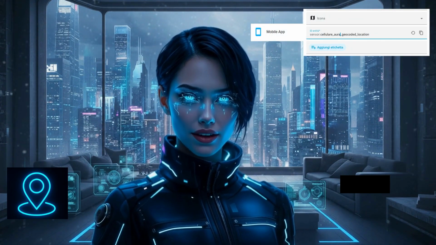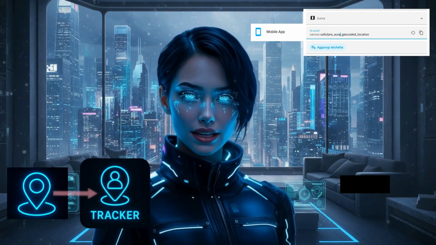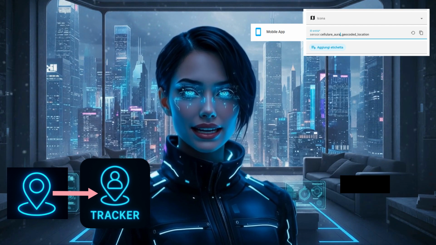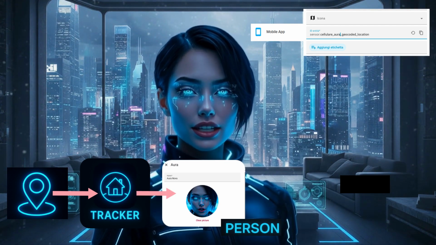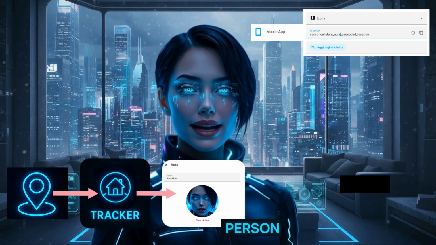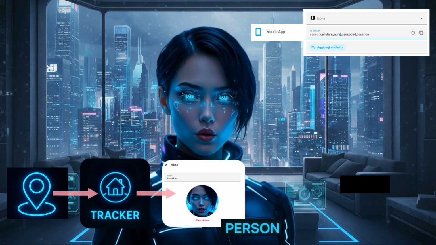This sensor provides the device's geolocation and generates a tracker indicating whether the phone is within the area defined as home. The tracker is then linked to the person entity associated with that smartphone, allowing Home Assistant to accurately determine when that user is at home or away.